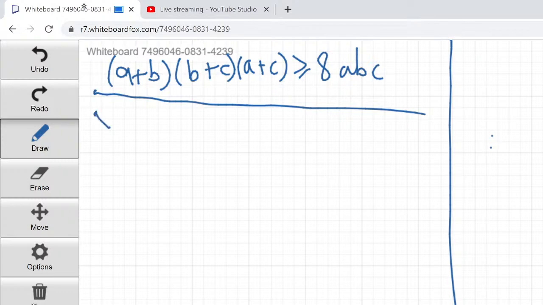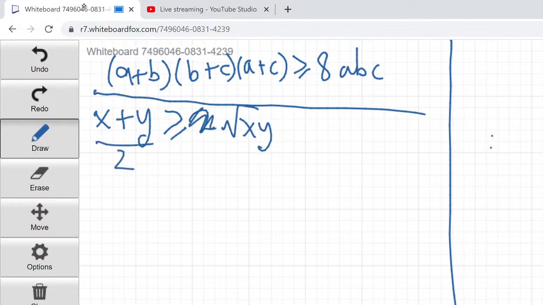So basically we have x plus y is greater than or equal to 2 root xy, yeah? Or another way of saying that is the average of x and y is greater than or equal to the geometric average of x and y. Or the average using addition is always bigger than or equal to the average using multiplication. Okay, and it works for 3 variables as well.